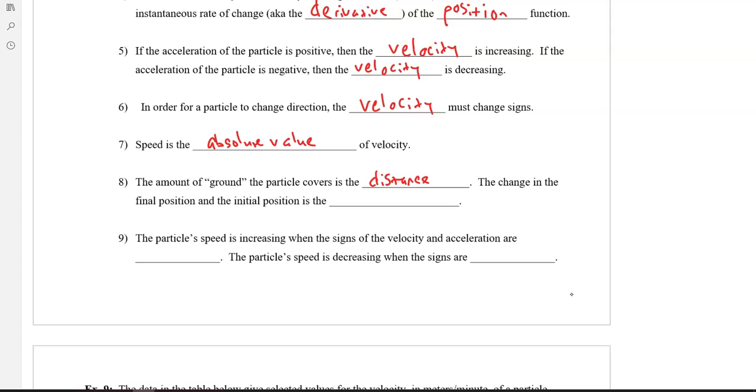Okay, the change in the final position and the initial position is called the net displacement, or sometimes just the displacement. Okay, so I'm going to put net in parentheses. Sometimes it's called net displacement, sometimes it's called displacement. Okay, and that's only final position, take away the initial position, right? It's the change from the final to the initial position.